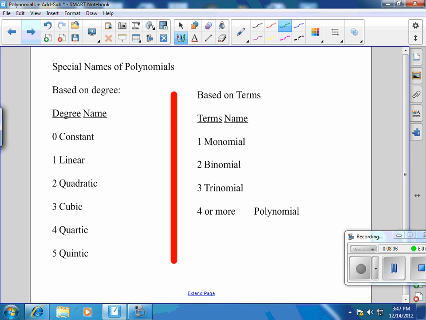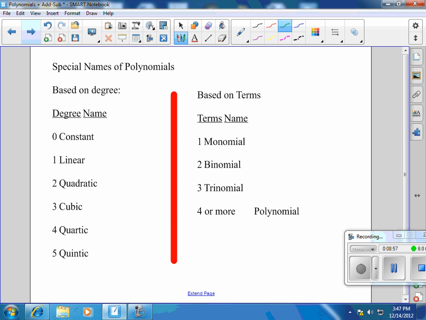So all polynomials have special names, and we can name them 2 different ways. We can name them based on their degree, and then based on the number of terms they have. Just like all students, I can categorize in gender and then what grade they're in. So 2 different ways to categorize them.